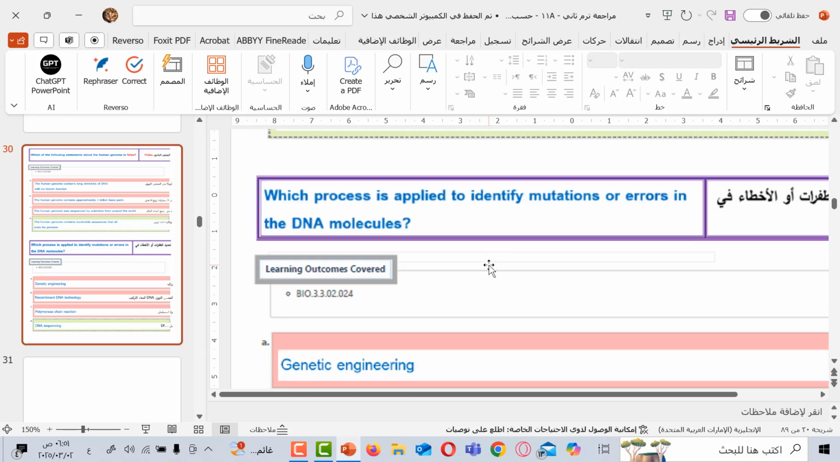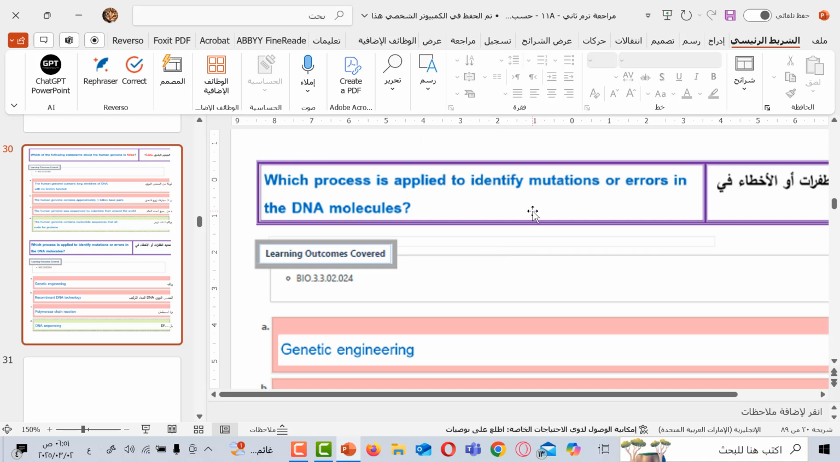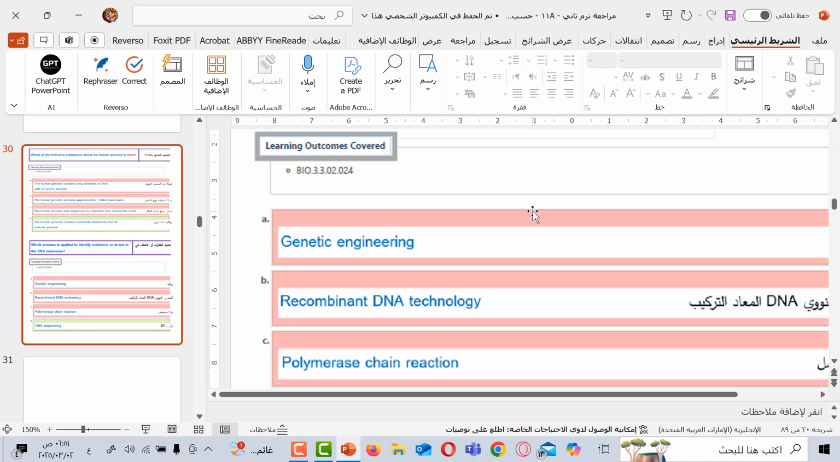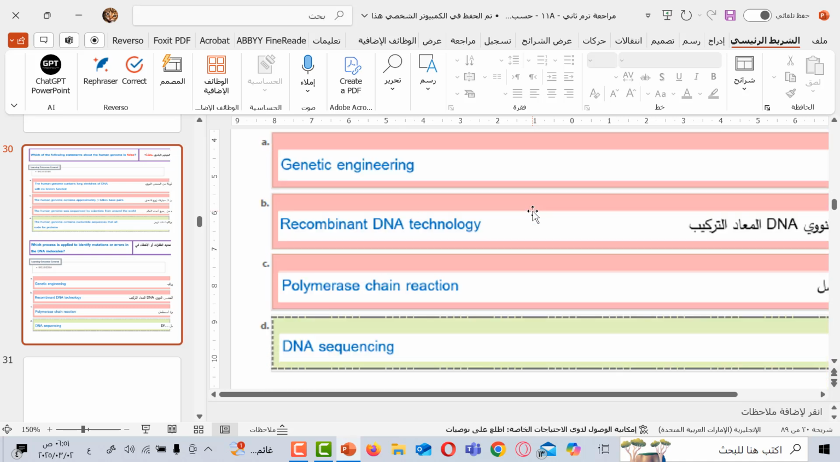Another question: which process is applied to identify mutations or errors in the DNA molecules? This is called DNA sequencing, not recombinant DNA, not genetic engineering, not polymerase chain reaction. All these others are not true. This is the truth.